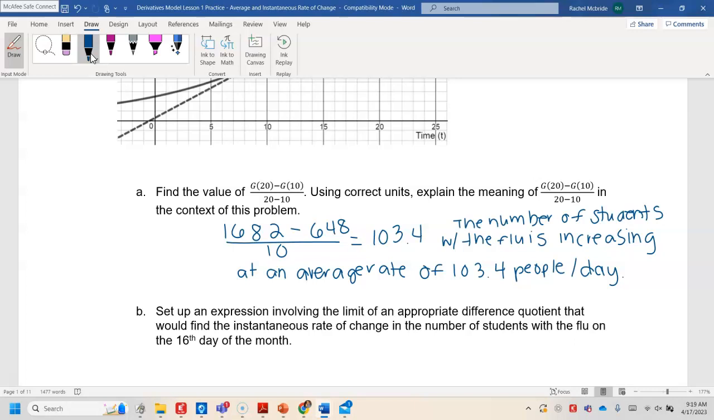Instantaneous is on a particular day. Average is on an interval. So the number of students with the flu is increasing at an average rate of 103.4 people per day from day 10 to day 20.